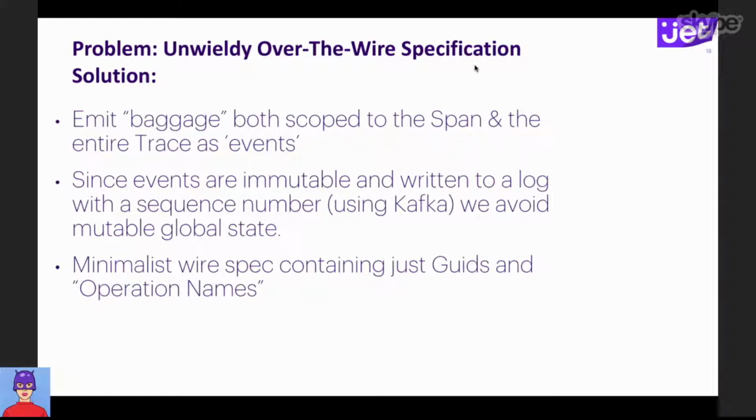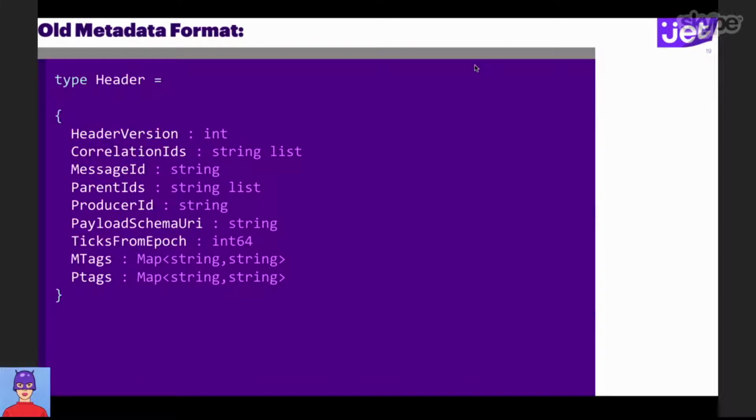So here's an example of our old metadata format. We have a record type here, type header, and it's got a lot of stuff in it. And immediately off the bat, you know it stinks because it's Pascal case.